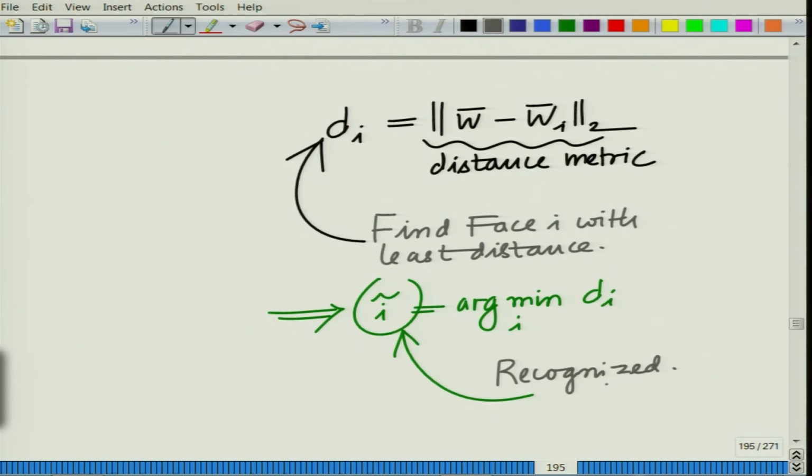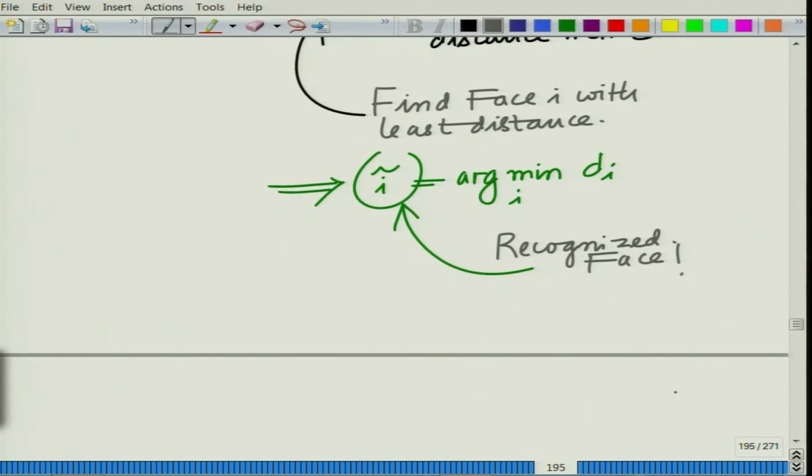This I tilde, which basically corresponds to the minimum distance, that is, the weight vector w bar I which has the minimum distance to the weight vector w bar of this new facial image, is essentially the recognized image. So, this is your Eigenfaces algorithm for face recognition.